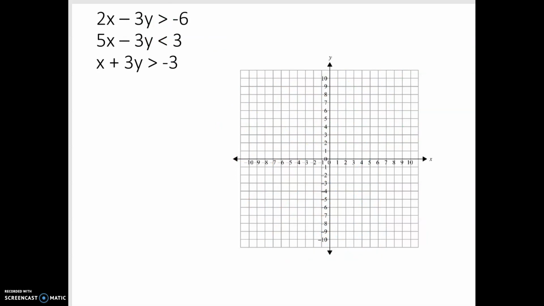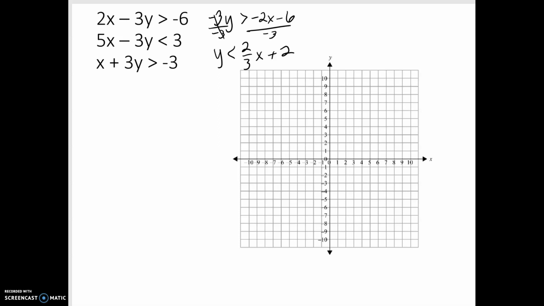Okay, last one, I've got some work to do. So each one of these I need to solve in order to get them in my slope-intercept form. So that top one, I'm going to start by subtracting my 2x over to the other side, and then dividing by a -3. Remember, inequalities, when you divide by a negative, you're flipping your sign. So I have y is less than 2/3 x plus 2.